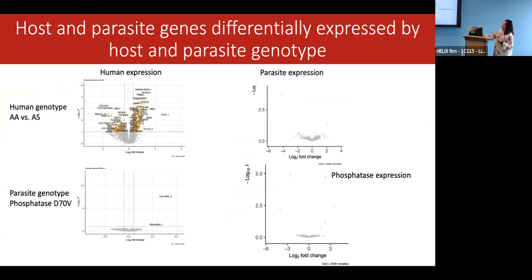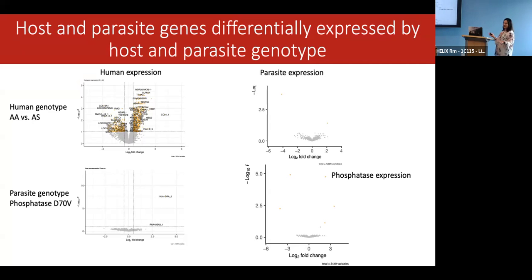So mainly what we see is that there are a lot of genes that are differentially expressed between sickle cell trait and non-sickle cell trait people. That in itself is kind of interesting because there actually hasn't been too much work done on sickle cell trait, generally thought to be asymptomatic, but actually we see there are quite a lot of genes that are differentially expressed in the parasite.